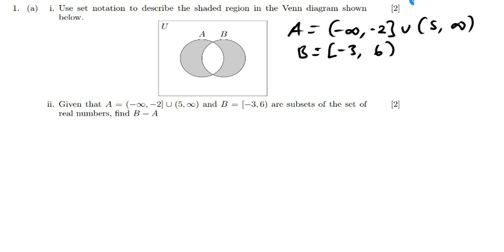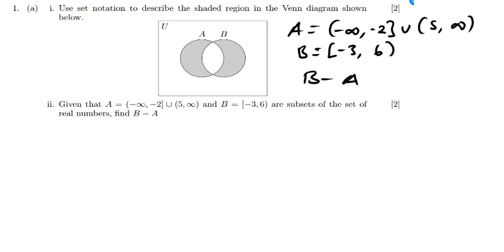So the question is, find B minus A. They're saying that given that A is equal to this and B is equal to that, a subset of the set of real numbers. So real numbers, these are numbers from negative infinity all the way to positive infinity. Okay, those are real numbers. Now we want to find B minus A.